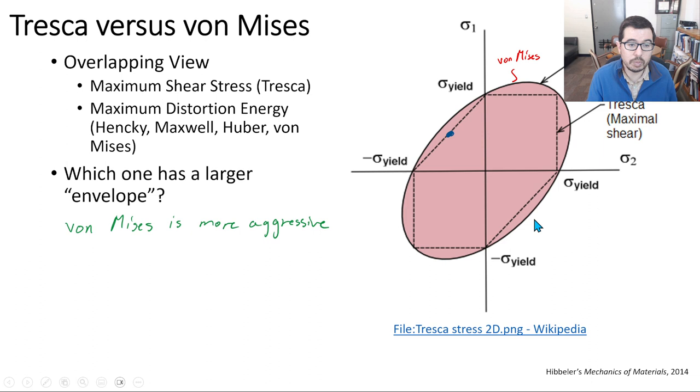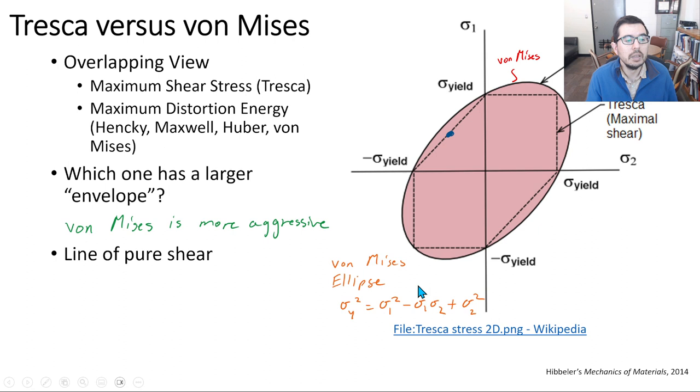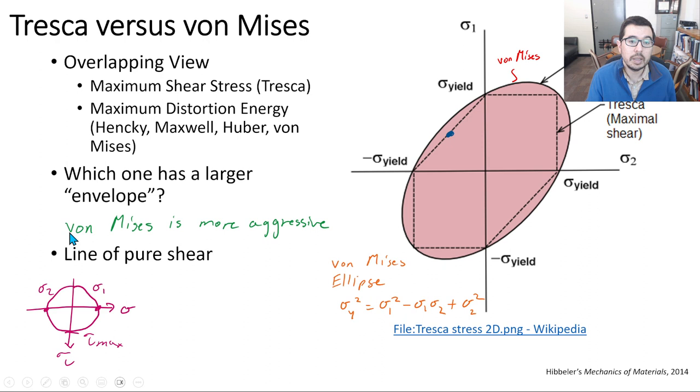So it's a little more complicated and gives us a little bit more room, right? So this is that equation that we were describing. Sigma y squared is equal to sigma 1 squared minus sigma 1 sigma 2 plus sigma 2 squared. Another thing that is kind of interesting when we plot these criteria is how they respond under pure shear. Okay, so maximum shear stress was kind of the name of the game for Tresca, right? The absolute maximum shear stress.